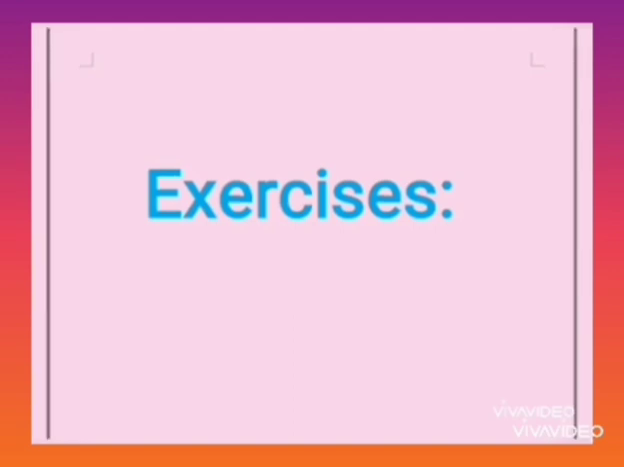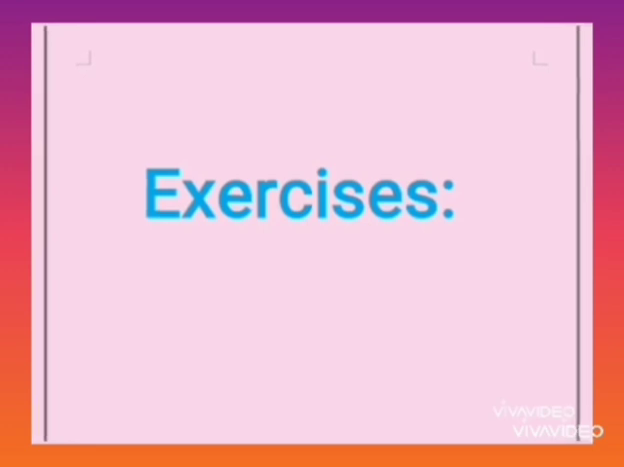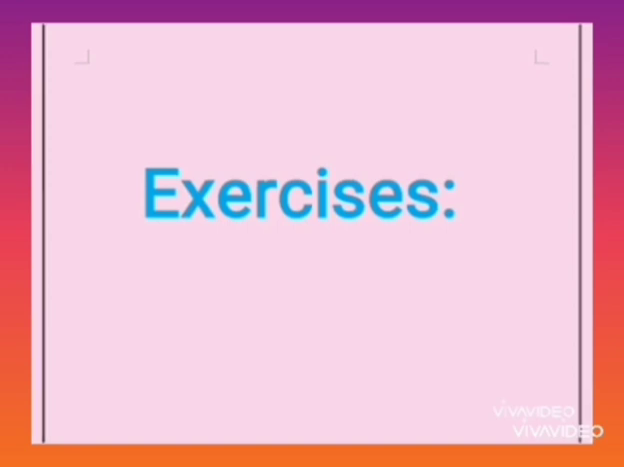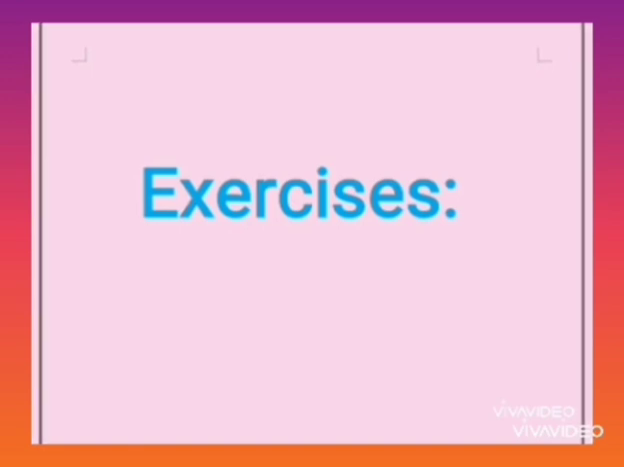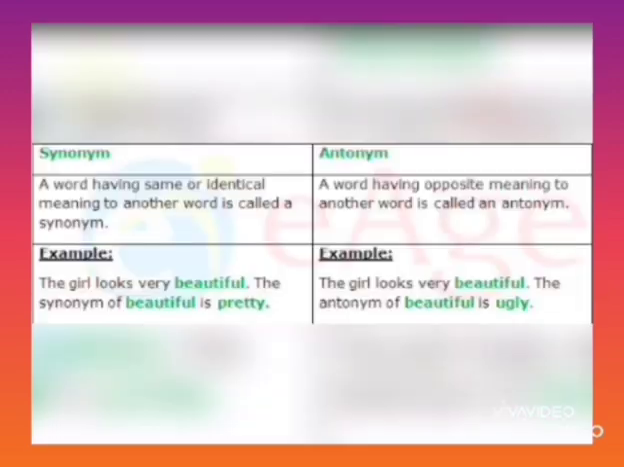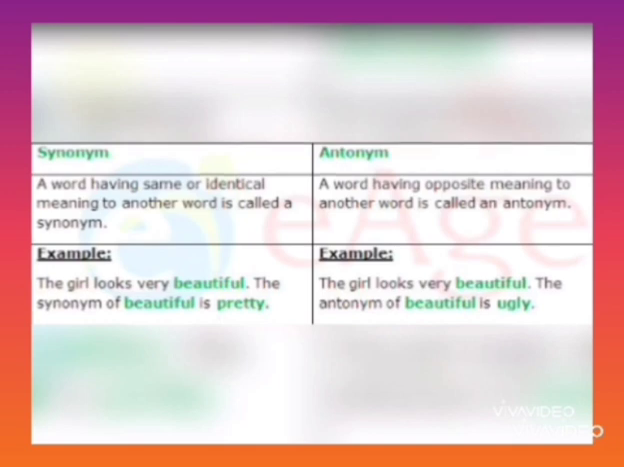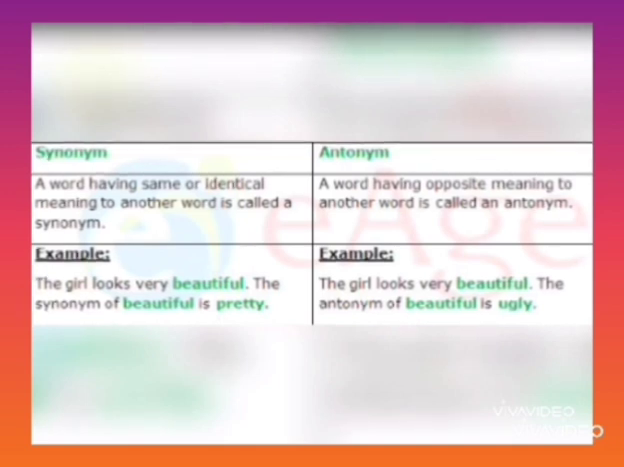You have already seen that in reference to context 1 number I have given you to write the antonym of use. Now I shall discuss with you what are synonyms and antonyms. So that exercise today you will get to solve at your home. First of all, you need to understand what are synonym and antonyms. Synonym: a word having same or identical meaning to another word is called a synonym.